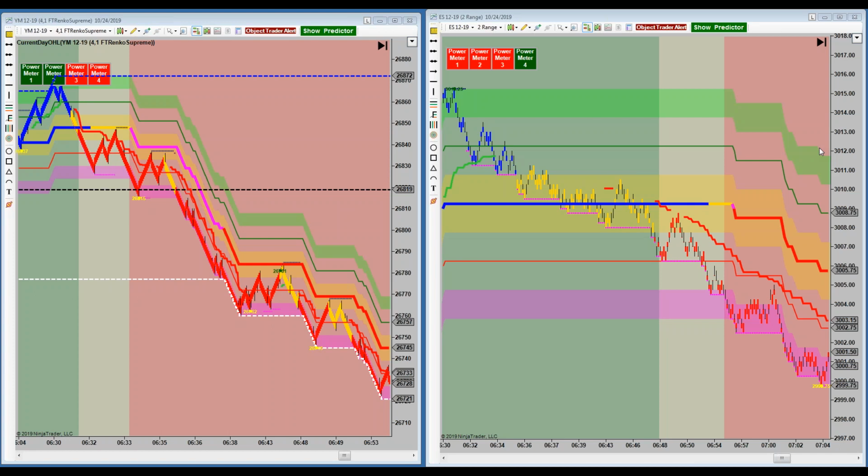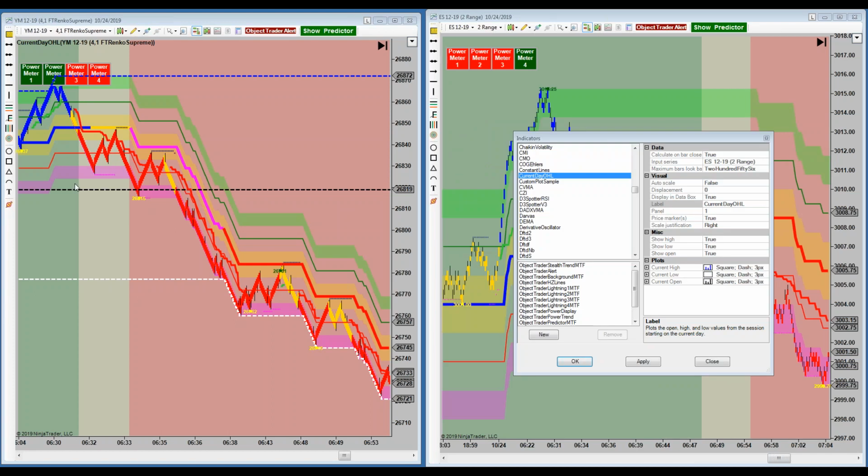Now, I do want to show something here very quickly to you, okay? I've added an indicator, and you don't need to do this. This is not in the live room. We don't publish this. It's just something that comes out of the box with NinjaTrader. It's called Current Day OHL. This shows you the open, the high, and the low of the day.